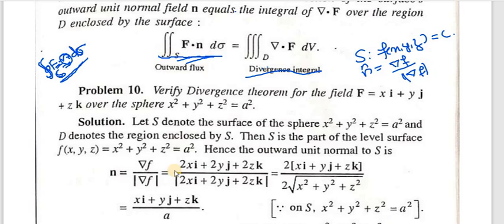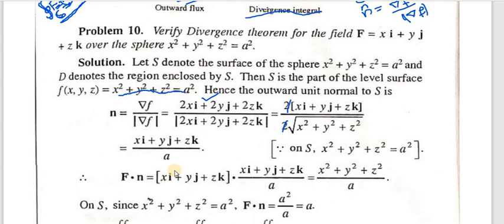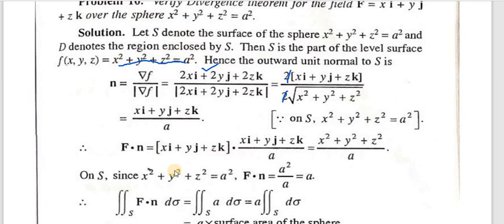Here f equal to x square plus y square plus z square, so del f equal to 2xi plus 2yj plus 2zk, and its modulus is root of 4x square plus 4y square plus 4z square. Here we can cancel the twos. Then we get the unit normal vector as xi plus yj plus zk divided by root of x square plus y square plus z square. But root of x square plus y square plus z square equals a, so by substituting that value we get n equal to xi plus yj plus zk divided by a.